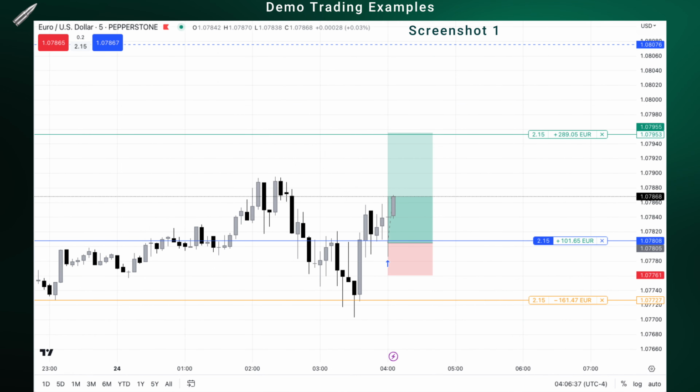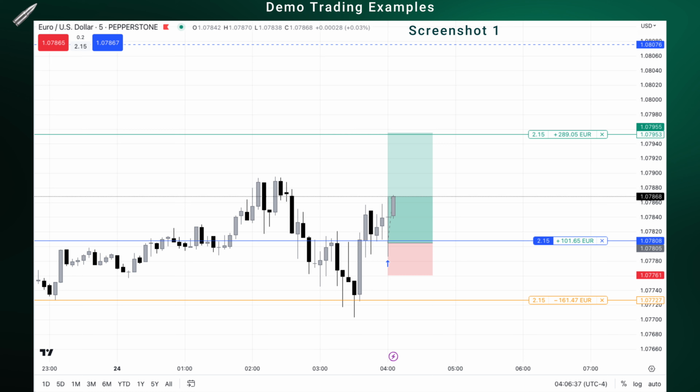I want to show you a couple of examples now from my demo trading account. I'm using Pepperstone right now and I'm quite happy with them. I have a 50k demo trading account and I use it to trade directly in TradingView. So here we are on the 24th of May 2023. And we are between 3 and 4 a.m. in the morning, New York local time.